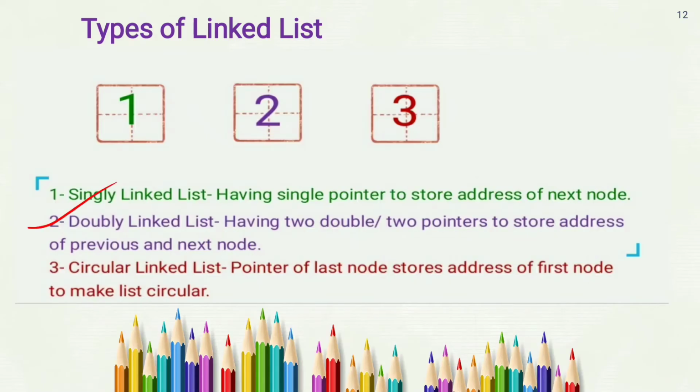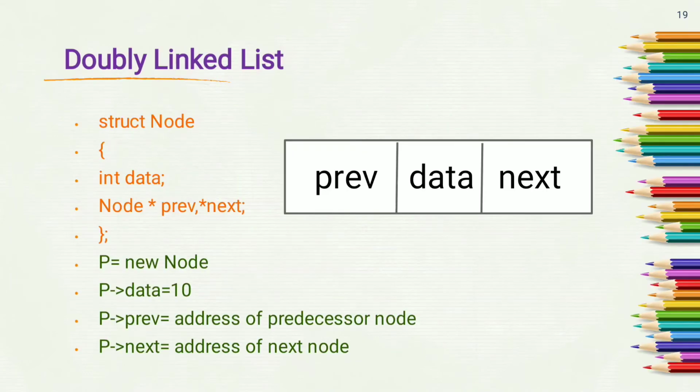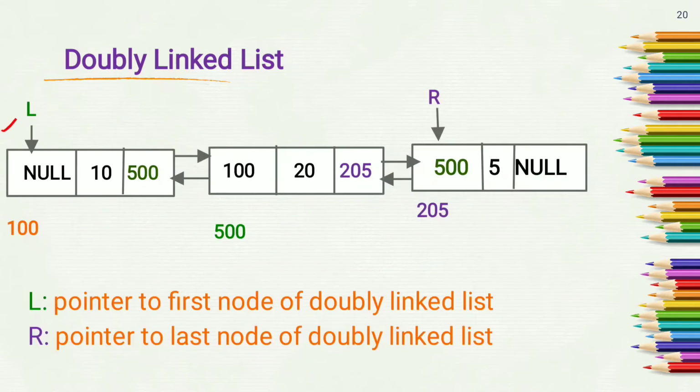Next is doubly linked list. In doubly linked list there are two or double pointers to store address of previous and next node. One is previous, which will store the address of previous node, and next pointer which will store address of next node. As there are two pointers in doubly linked list node, it is called as doubly linked list. Double means two pointers. This is an example of doubly linked list where each node contains two pointers, where previous pointer stores the address of previous node and next pointer stores the address of next node.